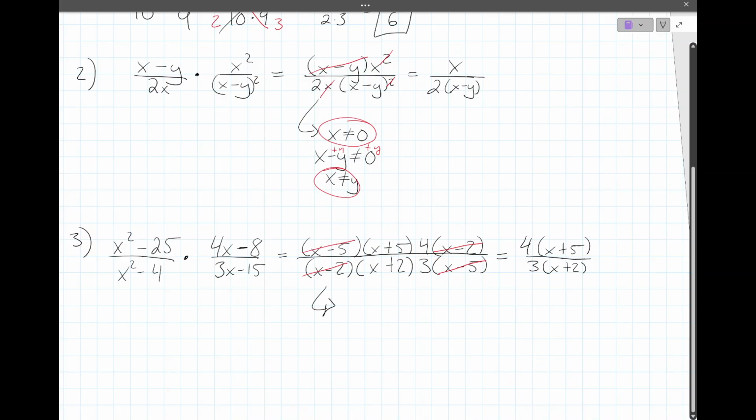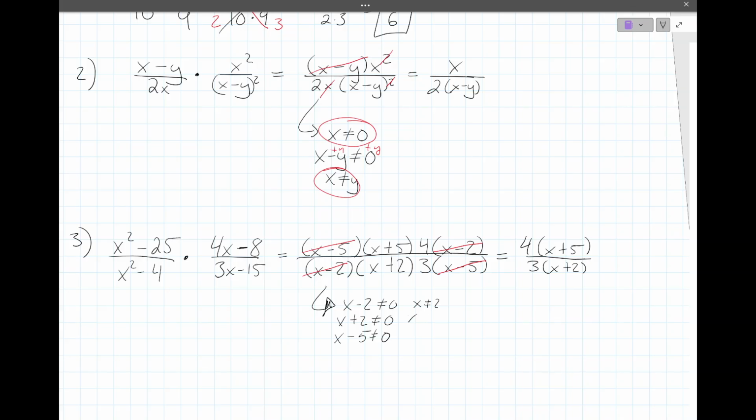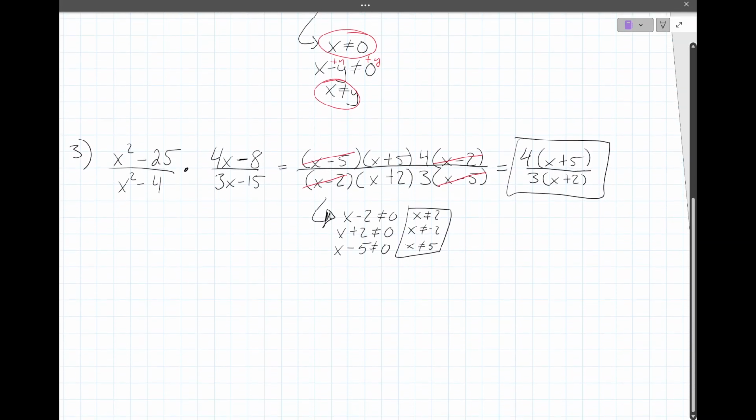But at this point, I have to get my restrictions from this step here. And anything that's on the bottom, so x minus 2 cannot equal 0, x plus 2 cannot equal 0, and x minus 5 cannot equal 0. And what that means is x cannot equal 2, x cannot equal negative 2, and x cannot equal 5. And our restrictions start from before simplification, not after. Good, right? So we're looking for these binomial factors. Those are nice, easy cancellations.